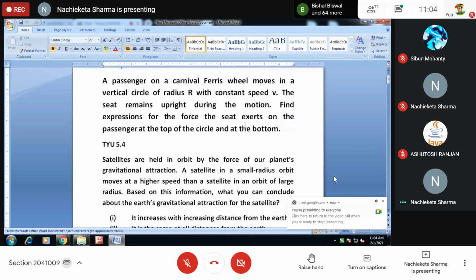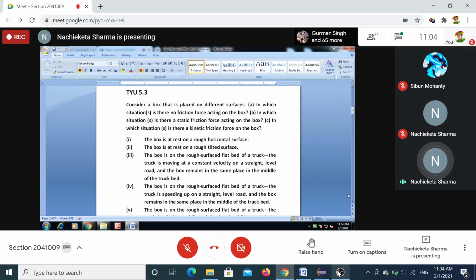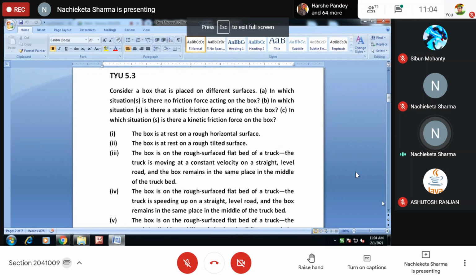Okay, so this was the test your understanding. Consider a box that is placed on different surfaces. In which situations is there no friction force acting on the box? In which situation is there a static friction force acting on the box? And in which situation is there a kinetic friction force on the box? The box is at rest on a rough horizontal surface. This is one situation. The box is at rest on a rough tilted surface.